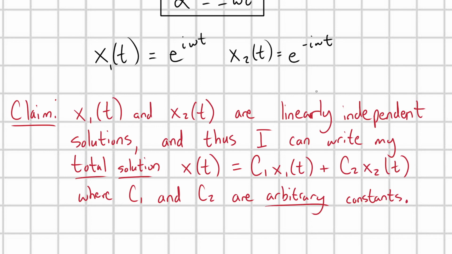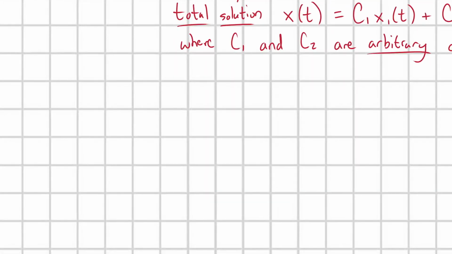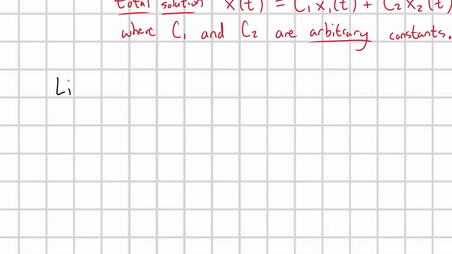Okay, that's a lot of information to break down. I'm making a lot of claims here. So let's go through one at a time. x1 of t and x2 of t are linearly independent solutions. What does it mean for functions of time to be linearly independent? So let's start by discussing linear independence.